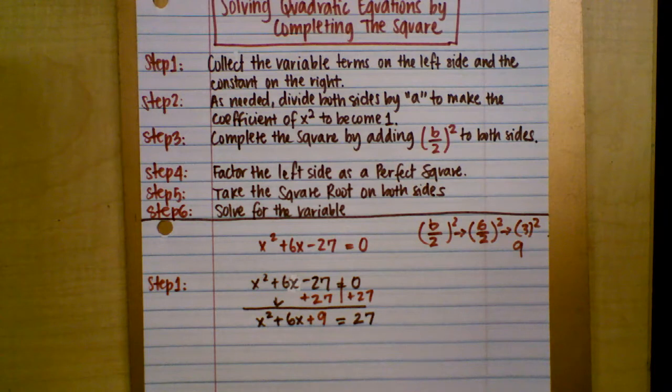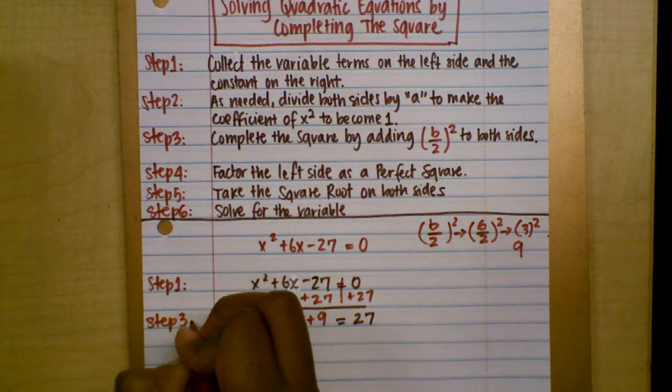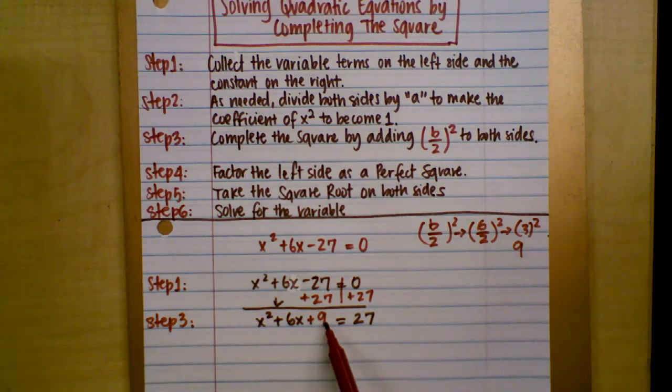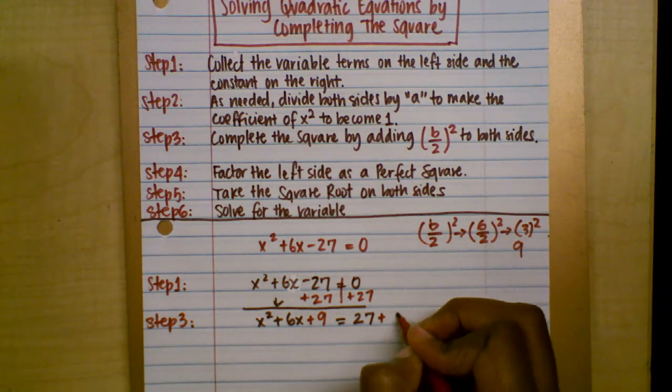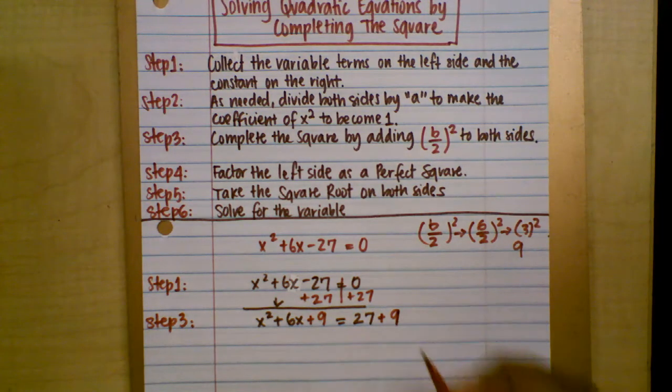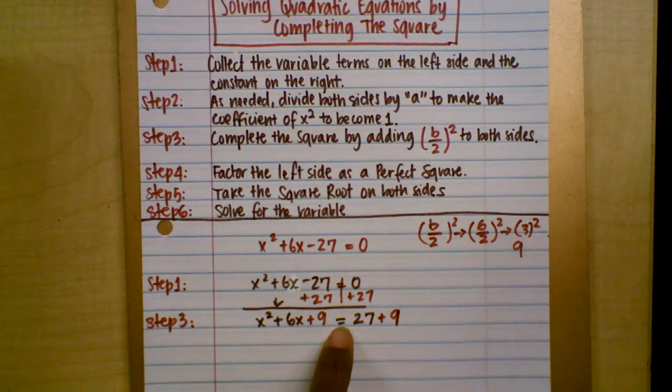So I'm doing step 3 now. What am I doing right now? I'm adding 9, because I want to complete the square. I want to have a perfect square trinomial. I want to write this expression as a square with an exponent of 2. Since we are balancing an equation, whatever you do on the left side, you have to do on the right side. So you're going to add 9 on the other side too, because both sides are equal, and whatever I do on the left, I have to do on the right.